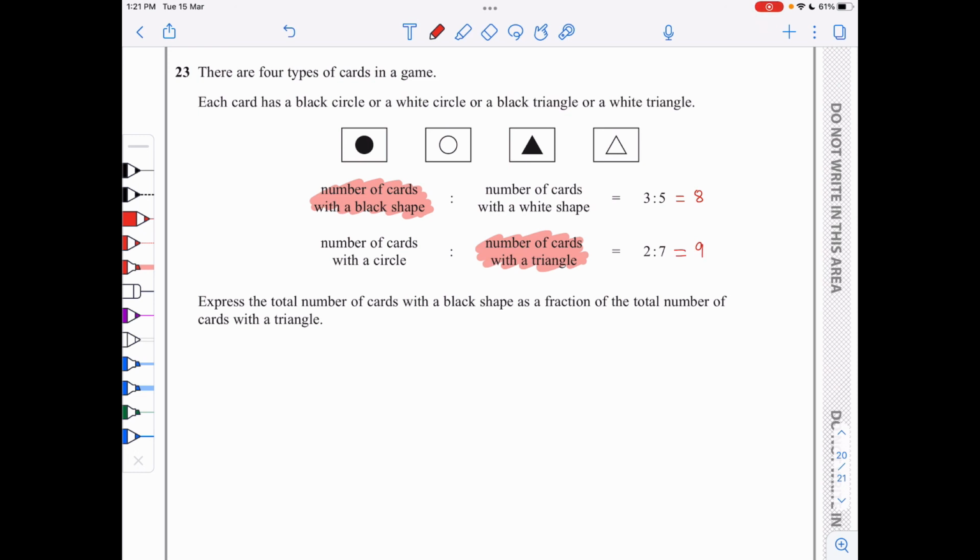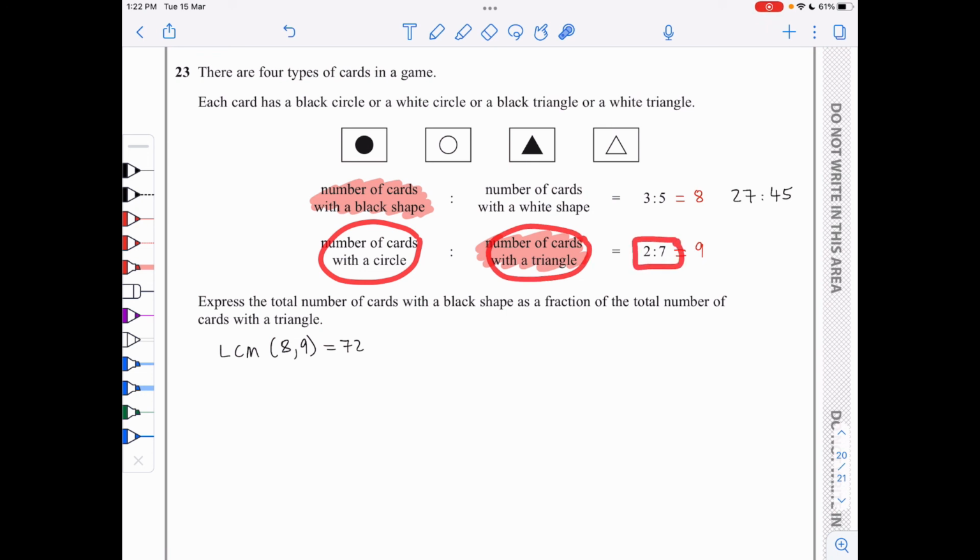And the LCM of 8 and 9 is 72. So I will express everything in ratios that add up to 72. So for the number of cards with a black shape to the number of cards with a white shape, I will multiply these ratios by 9, leading to 27 to 45. And for the number of cards with a circle to the number of cards with a triangle, I will multiply the ratios by 8. So that's going to be 16 to 56.